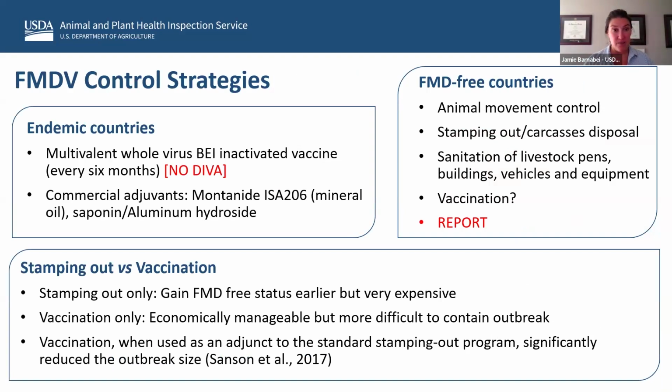That's the required cycle. But you'll notice it says no DIVA. There's no ability to differentiate between infected and vaccinated animals because Catherine nailed it. These are not necessarily high quality vaccines where they're filtering those non-structural proteins out of it. So they're leaving that whole virus intact, no filtration. It will confuse the picture over time.